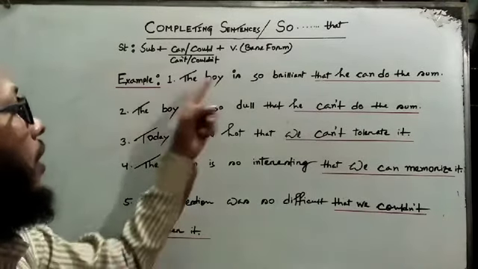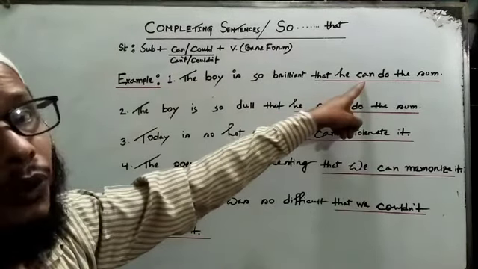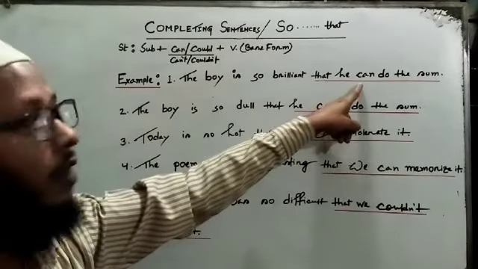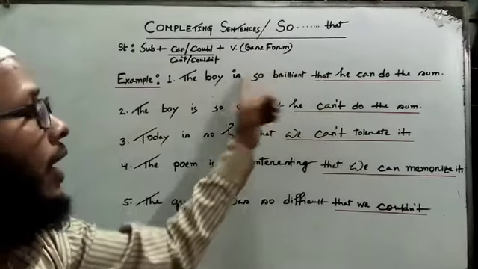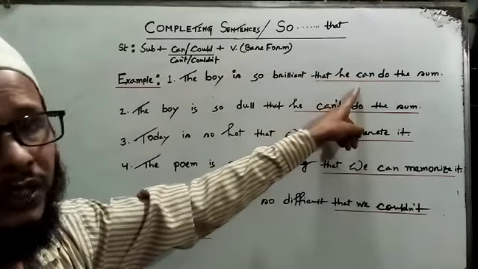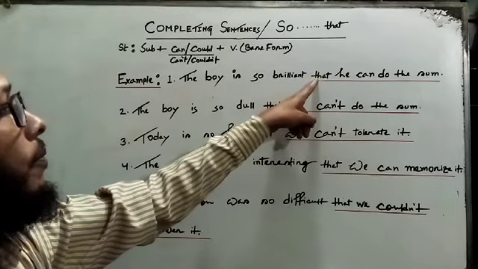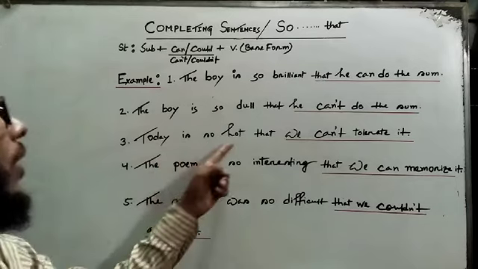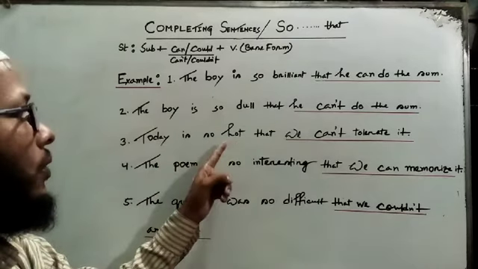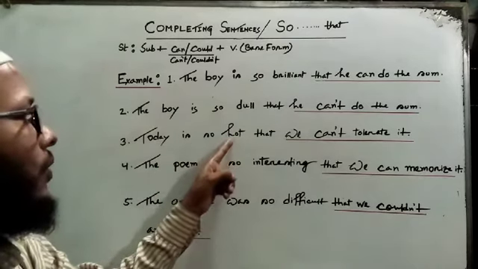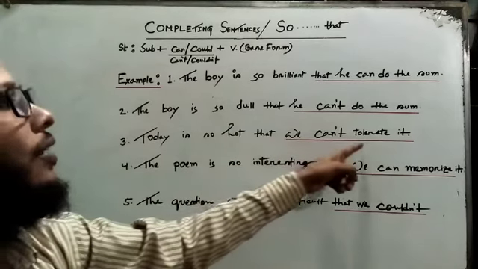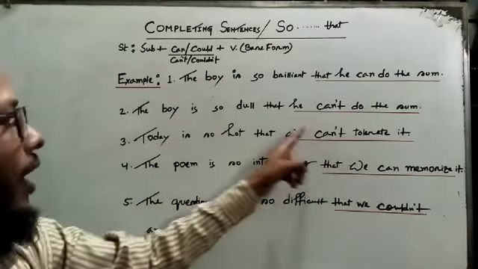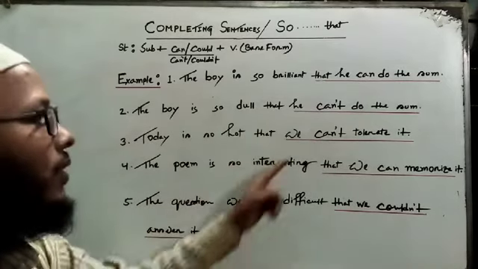Here you cannot write could. Why? Because before "that" there is the present tense "is", that is why you have to write can. Whenever you find present before "that", you write can after it, but whenever you find past before "that", you have to write could. Number 3 example: today is so hot that we can't tolerate it. Before "that" there is "is", that is why can, and hot is a negative adjective, that is why cannot.